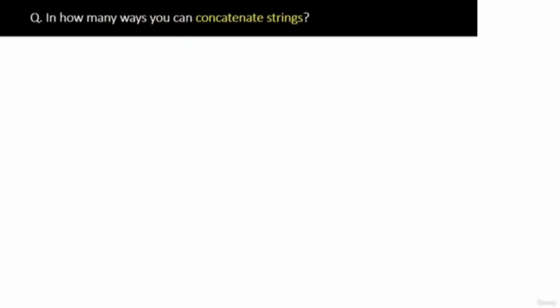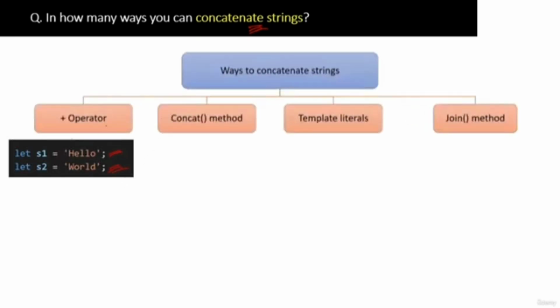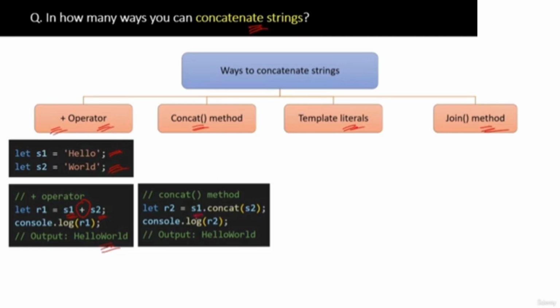In how many ways can you concatenate strings? For example, we have these two strings S1 and S2. Now we have 4 ways to concatenate them. First, the plus operator, then the concat method, then template literals, and then join. Here is the simplest one, the plus operator, S1 plus S2, and you will get the result. Second, concat, S1 dot concat S2, same result you will get.